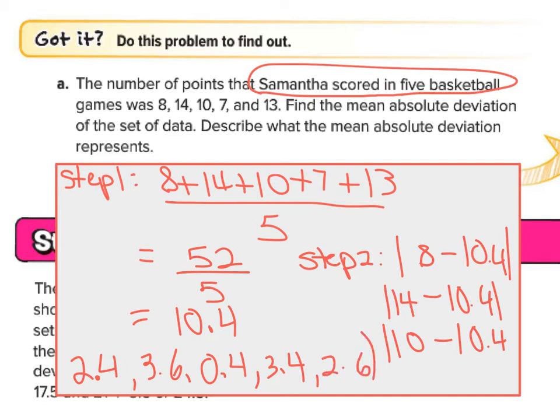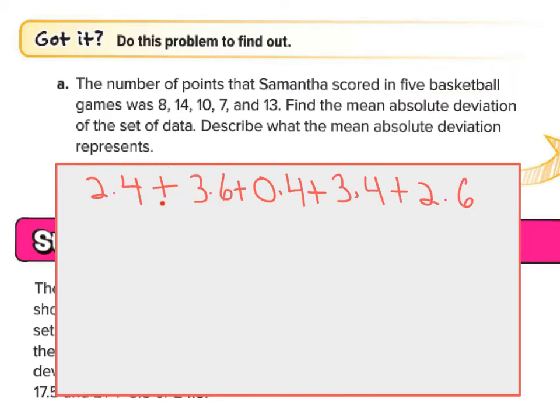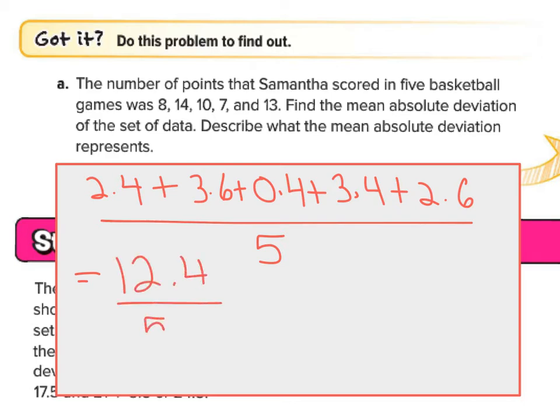I'm going to add all of these values and divide again by the number of values, divided by 5. It's getting a little messy, so I'm going to erase some of it. So again, I have 2.4 plus 3.6 plus 0.4 plus 3.4 plus 2.6, and all of that will be divided by 5 because there's 5 values. And I get 12.4 divided by 5, and that's going to give me 2.48.